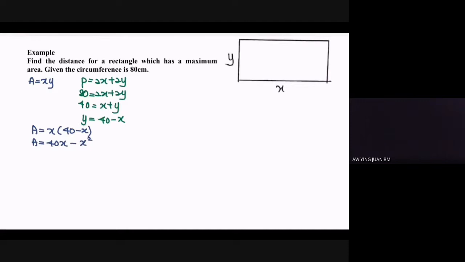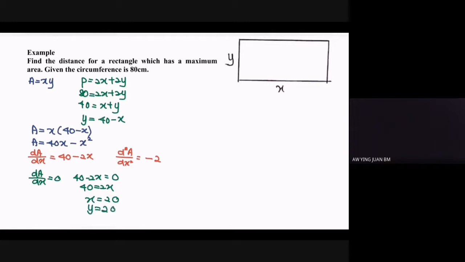Third step, find the first derivative and the second derivative. So in here, dA dx is equals to 40 minus 2x. For the second derivative will be negative 2. Next, we are going to find the critical value or the problems. So in here, dA dx must be equals to 0. So 40 minus 2x must be equals to 0. So 40 equals to 2x and x must be equals to 20. So where we have a critical value. So if x is equals to 20, y will be equals to 20 as well. Kindly substitute the value x 20 into the equation y equals to 40 minus x.